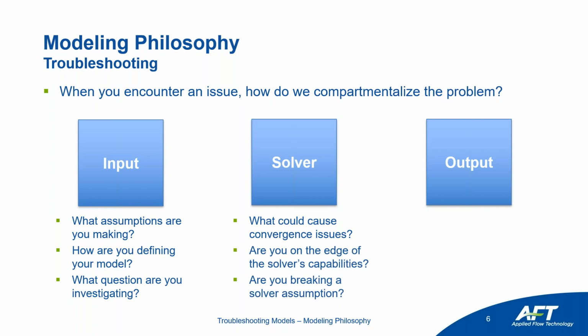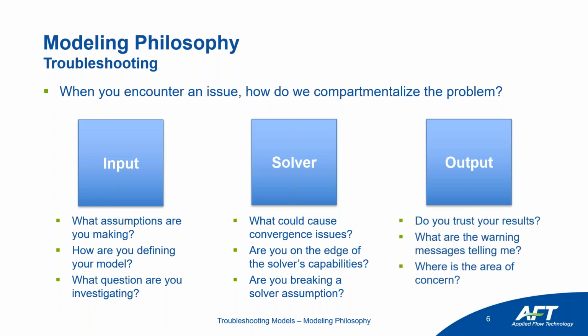From the solver, what could cause a convergence issue? Are you on the edge of the solver's capabilities? And then are you breaking a solver assumption? For example, is your liquid flashing breaking the incompressible assumption, or is your gas condensing and breaking that compressible assumption? And then output, again, do you trust your results? What are the warning messages telling me? And then where is your area of concern?